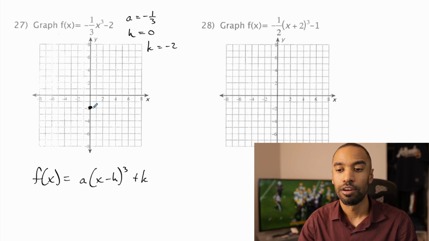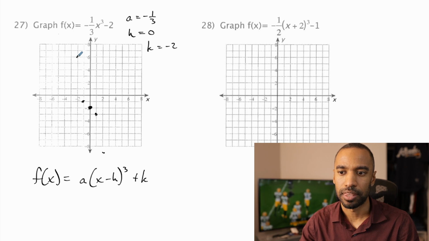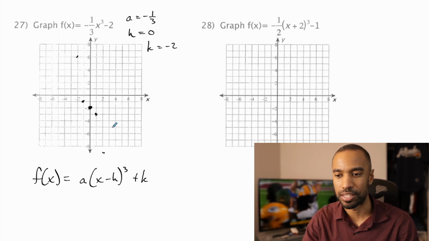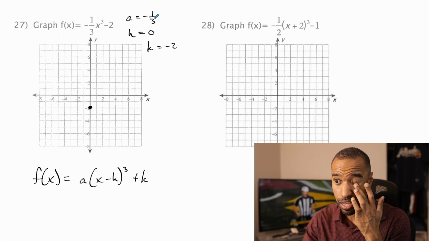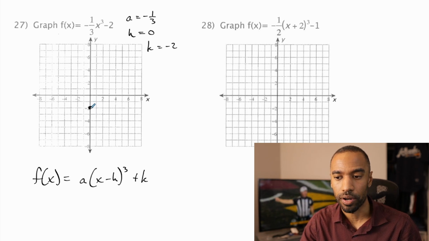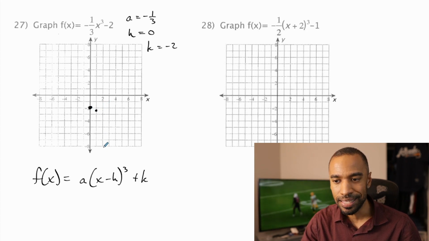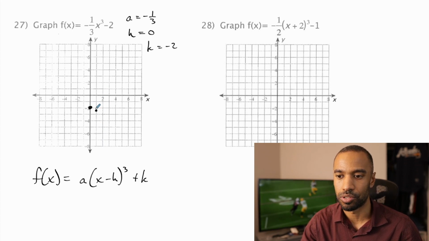The negative reflects it over the x-axis like this instead, but the 1/3 also compresses the graph. It divides everything by 3. We take 1/3 of everything that we had. So instead of 1, 1, we're going to go 1, 1/3 of 1, which is 1/3. We divide it by 3. Instead of 2, 8, we're going to go 2 and 1/3 of 8, which is 8/3, which is 2 and 2/3. So down 1, 2, and 2/3.